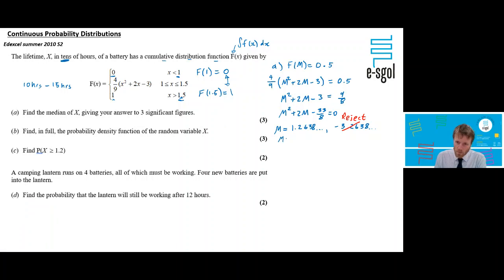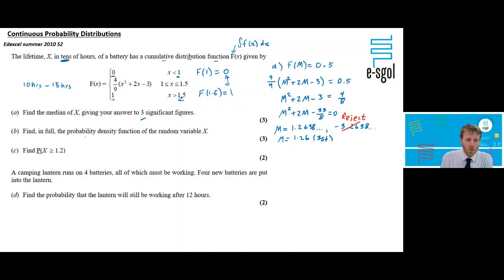So our median is 1.26, and I think the question says to give your answer to 3 significant figures. That makes sense as well. It's roughly between 1 and 1.5. It's nearly exactly between them.